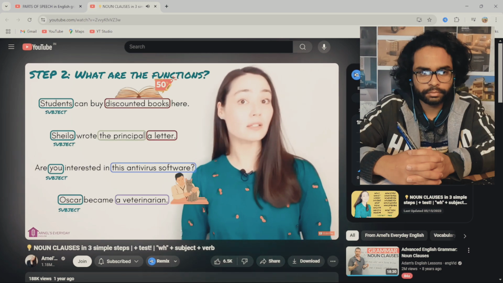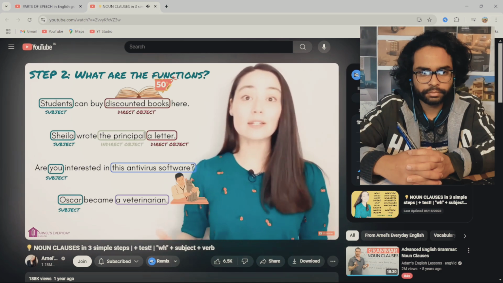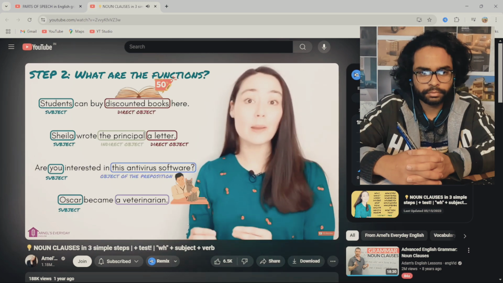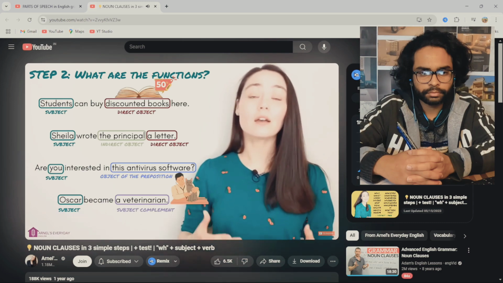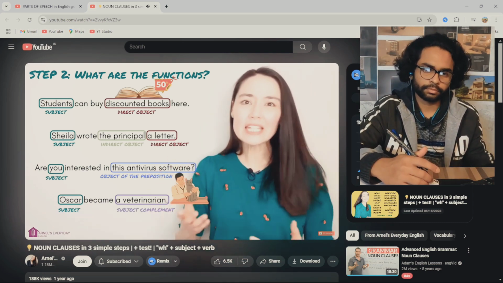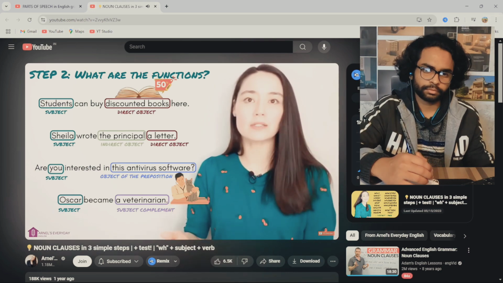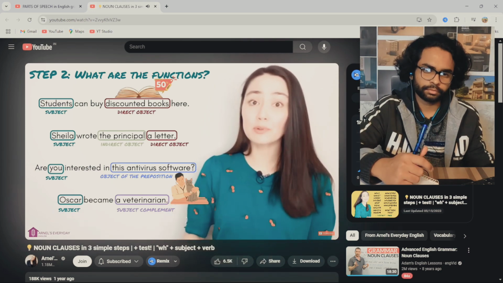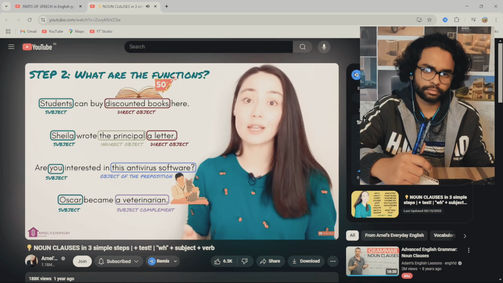Step number 2. What are the functions of a noun? Nouns can be subjects, direct objects, indirect objects, the object of the preposition, and subject complements. If you're not sure about some of this terminology like indirect objects, subject complements, don't worry. You don't need to be a pro on these topics to understand today's lesson.